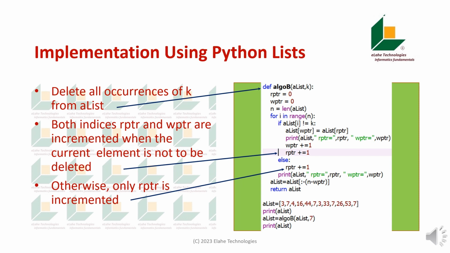The parameter k is the item whose all occurrences need to be deleted. The algorithm scans the sequence in a list from left to right, checking for each encountered integer if it is equal to k. When the current element is not k, both rptr and wptr are incremented. When an instance of k is encountered, only rptr is incremented.